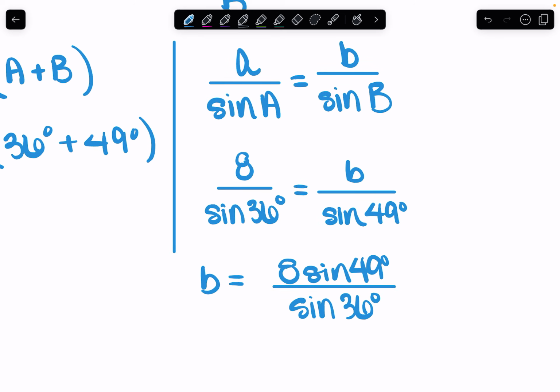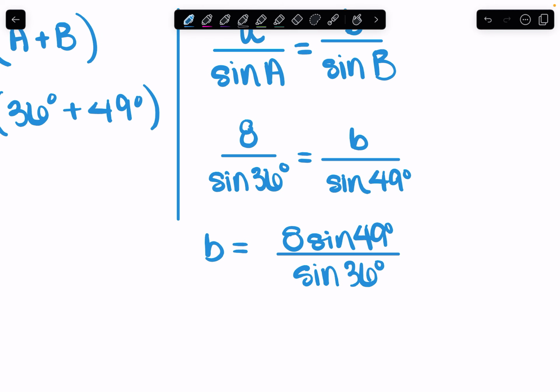So I'm going to get my fraction template. Make sure you're in degree mode. We want to do 8 times the sine of 49, and then in the denominator, the sine of 36. So we get b equals, and it says to 3 decimal places, 10.272. Again, make sure you answer correctly online. Sometimes it's going to say 4, sometimes it says 1. Don't get it wrong because you rounded to the wrong number of decimal places.